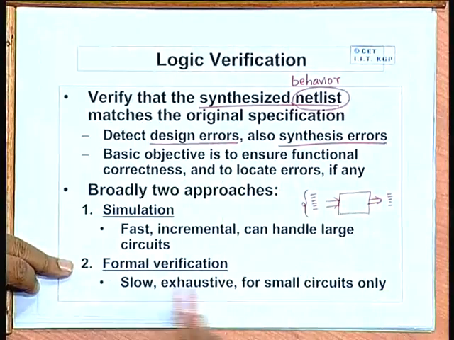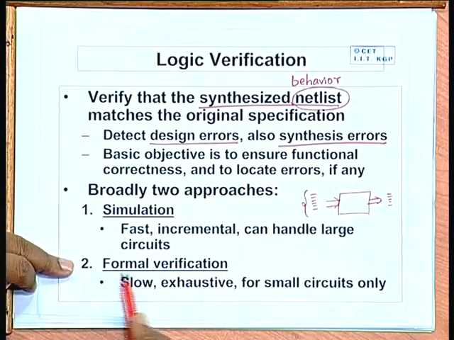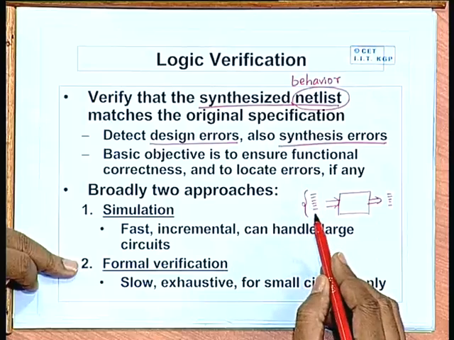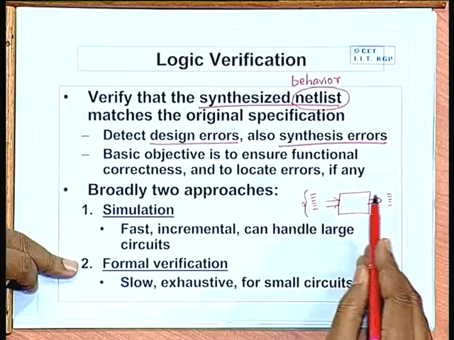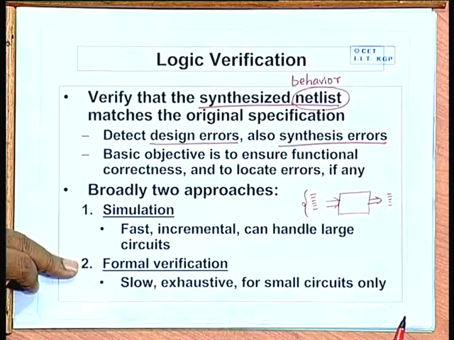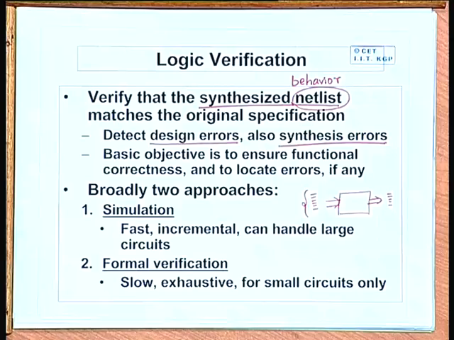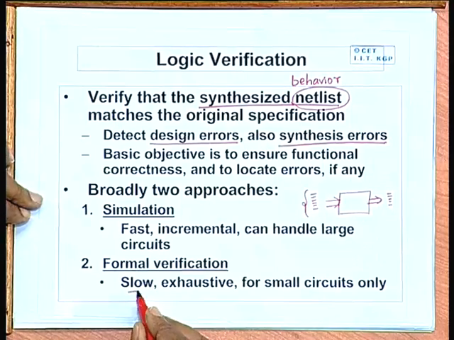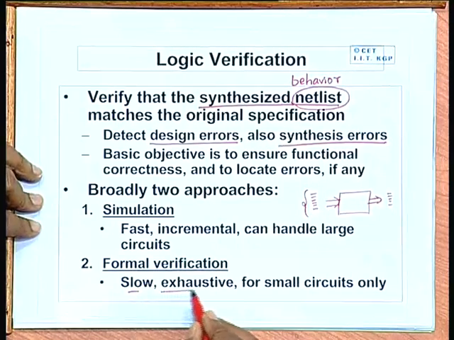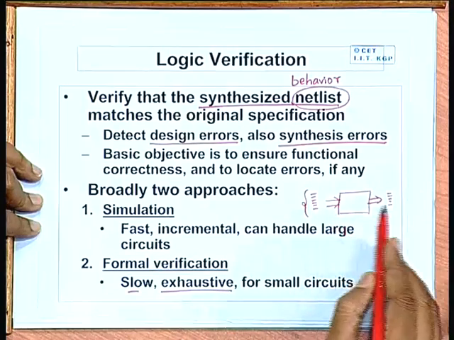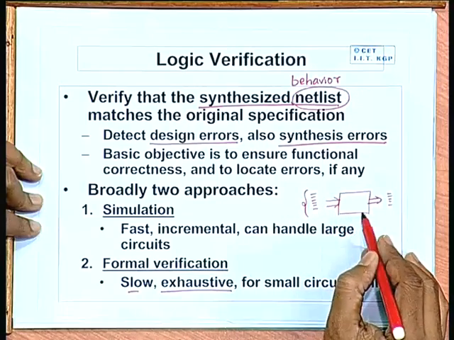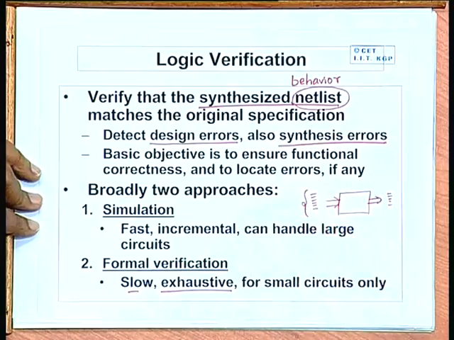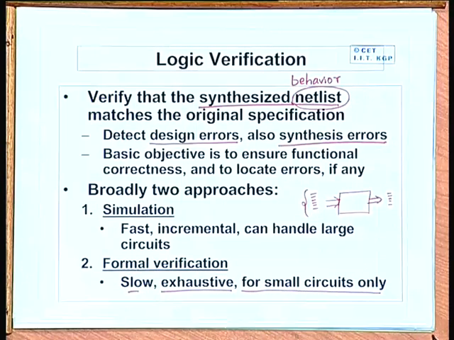But in contrast, the other method, which is called formal verification, does not apply any input vector, rather it tries to prove that your circuit behavior is correct through formal techniques, through mathematical techniques. And since it uses mathematical techniques, it is much slower, but it is an exhaustive method. Exhaustive in the sense that it will take care of all kinds of errors which are there. So it is not just dependent on the inputs you are applying, and since it is slow, you can apply it only for smaller circuits.